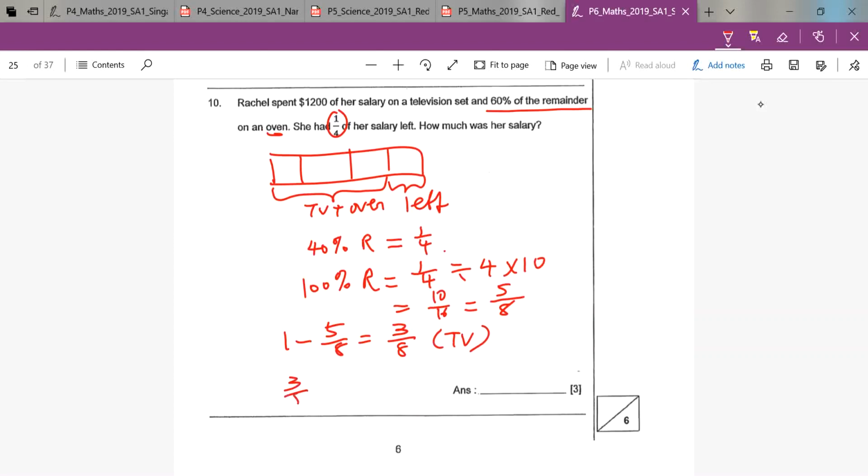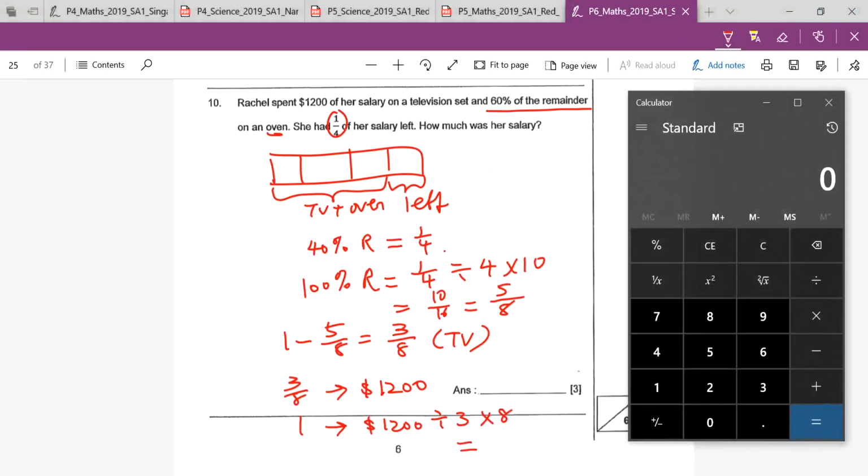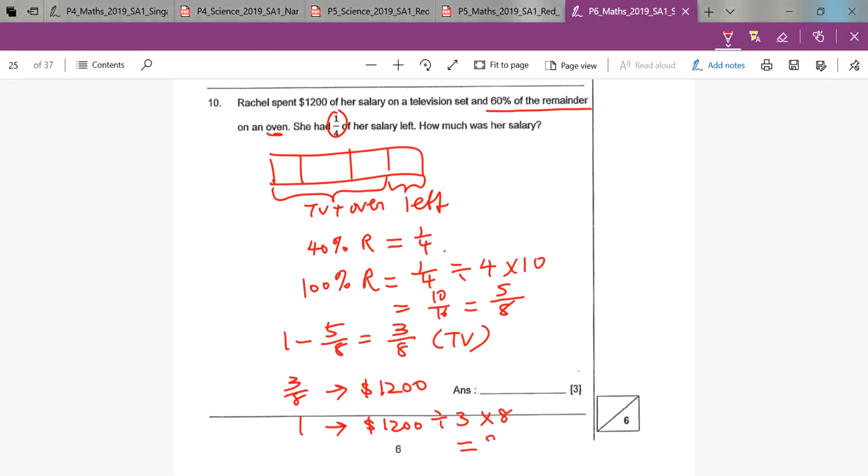So 3/8 is 1200. So 1 would be 1200 divided by 3 times 8. That would be $3,200. That was her salary. Alright.